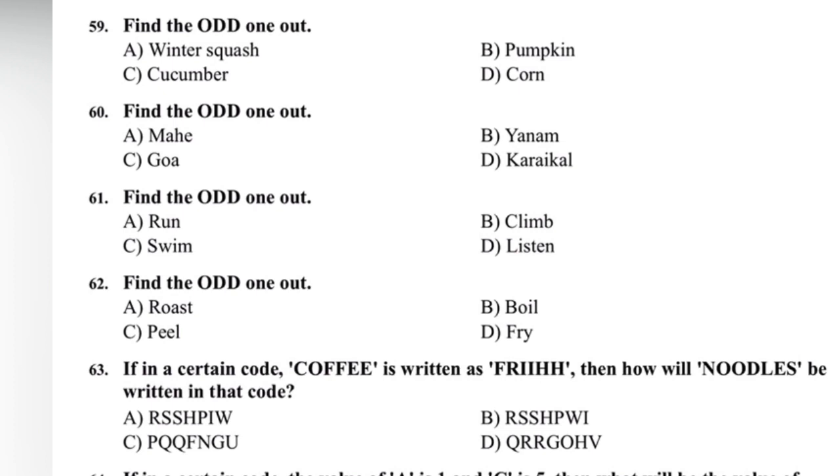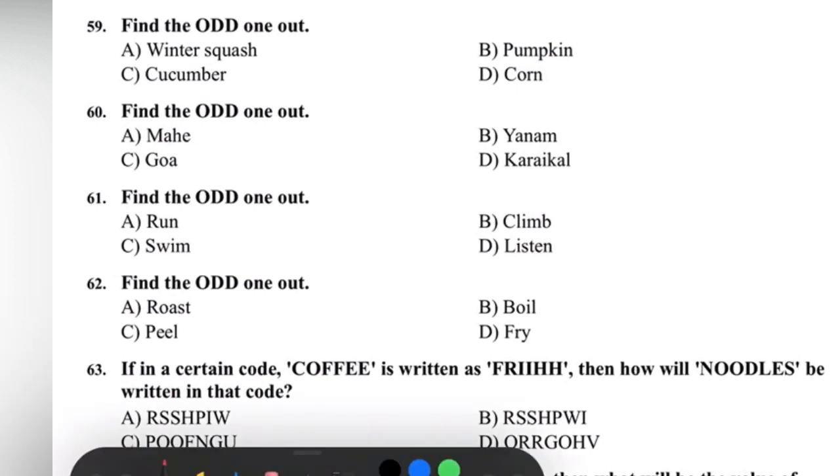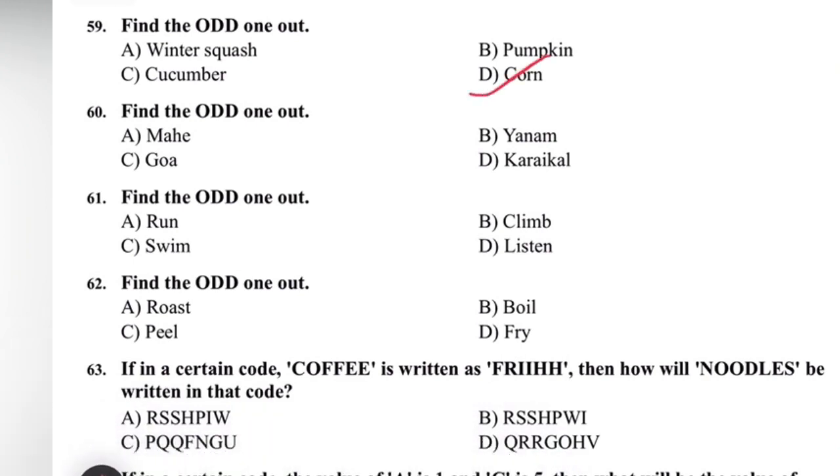So let's come directly to the first question. Find the odd one out. Option A winter squash, option B pumpkin, option C cucumber, option D corn. Answer is option D, corn. Then the next one is also finding the odd one out. Question number 60. Here the answer is option C, Goa.